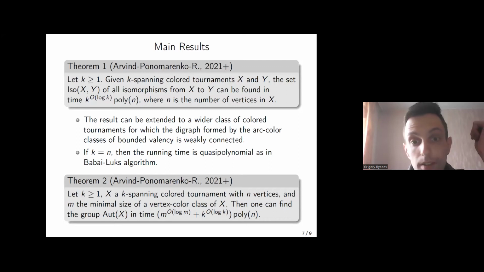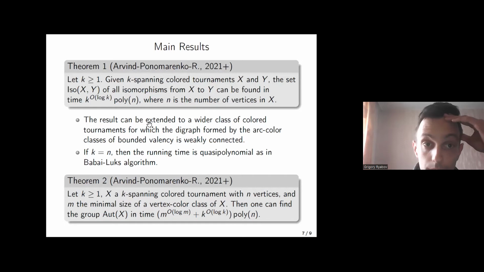But to prove this maybe a bit stronger statement, we need more routine work, and maybe it is not so interesting. And by this reason, we prove exactly a theorem in this form. And one more observation: if k is equal to n, then the running time of our algorithm is quasi-polynomial as in Babai's algorithm. So this case is the worst.